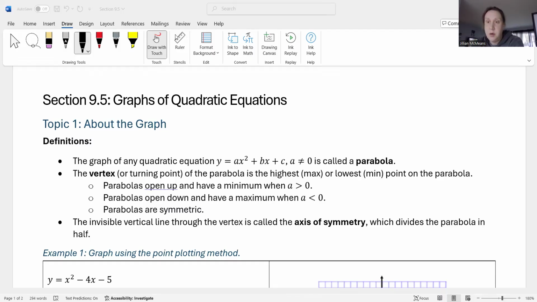To wrap up our unit on quadratic equations, we need to look at their graphs, okay? You're going to deal a lot with quadratic equations when you get into a pre-calculus class, so being comfortable with the equations and their graphs is super important, okay? So a few things about the graph.